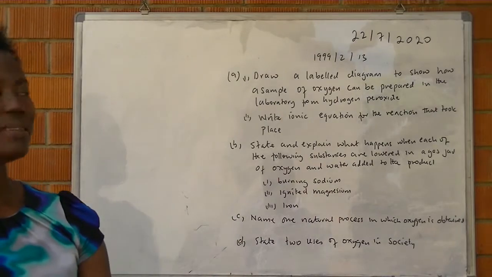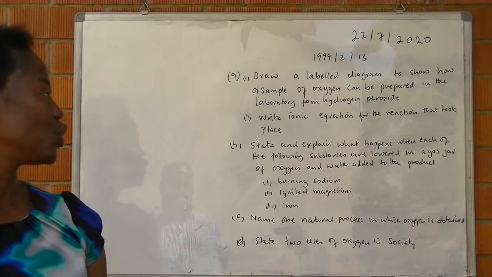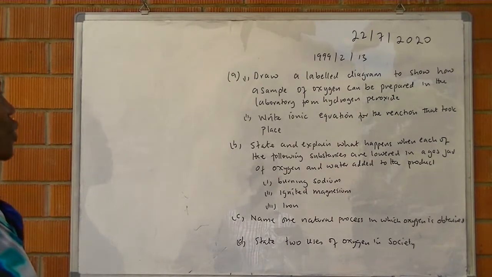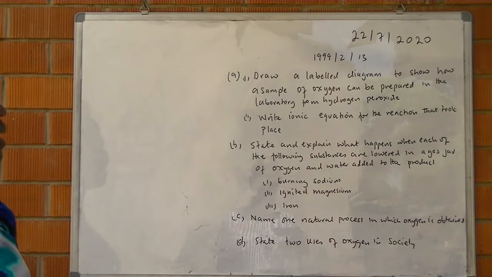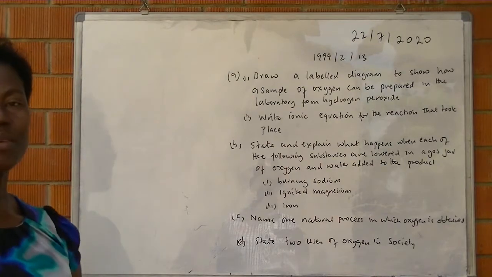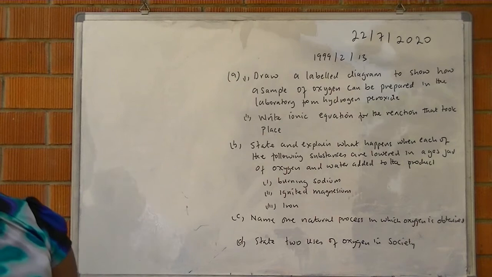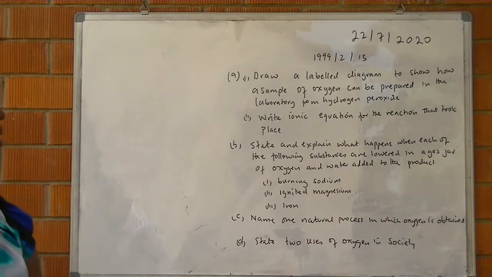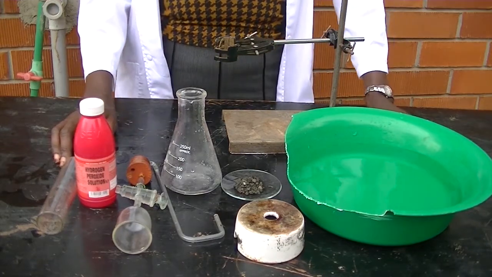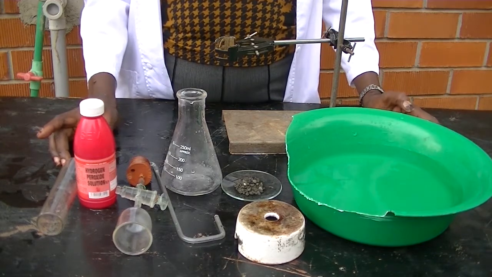Another example is from 1999, number 13, paper 2. Part A, draw a labeled diagram to show how a sample of oxygen can be prepared in the laboratory from hydrogen peroxide. I think you remember the previous experiments we carried out. You can be able to draw that apparatus, but to remind you, the laboratory preparation of oxygen will involve only 2 stages, the production stage and the collection stage.